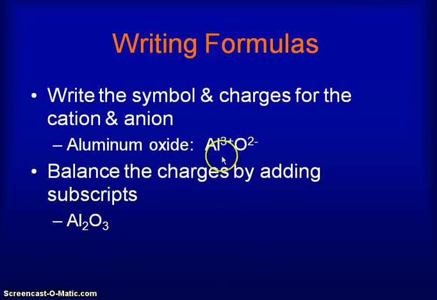You can also look at it as crossing down these charges. For instance, I have aluminum here and oxygen here. I could take this 2 from oxygen, cross that down to be the subscript for aluminum, and then cross the aluminum's charge down to be the subscript for oxygen. And that will give you the same result, Al2O3.